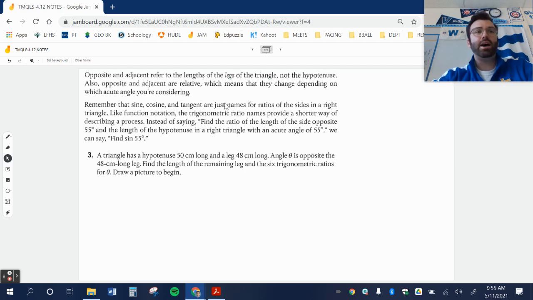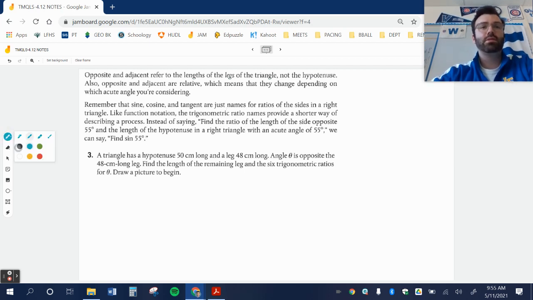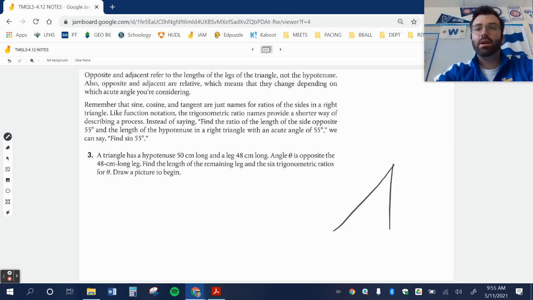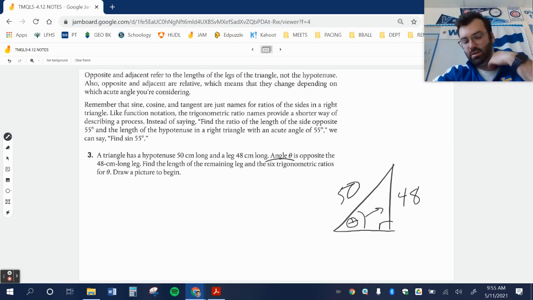A triangle has a hypotenuse of 50 centimeters, leg of 48. So let's draw ourselves a right triangle. There's a right angle. I know the hypotenuse is 50. Leg of 48 centimeters is opposite of our angle, so I'm going to draw an angle theta here. So then the opposite side is 48. Find the length of the remaining leg and use the 6 trig functions.